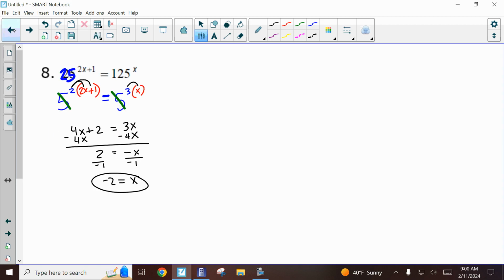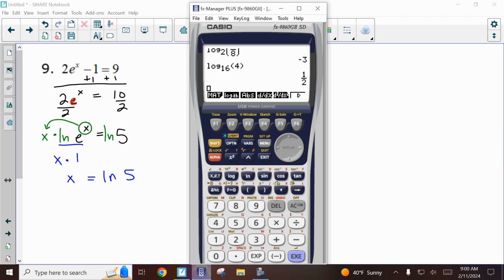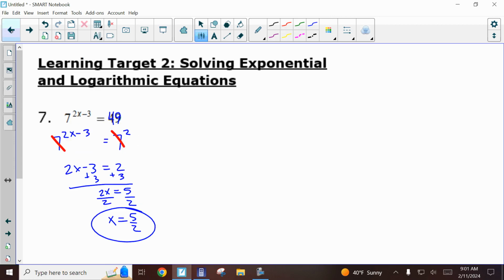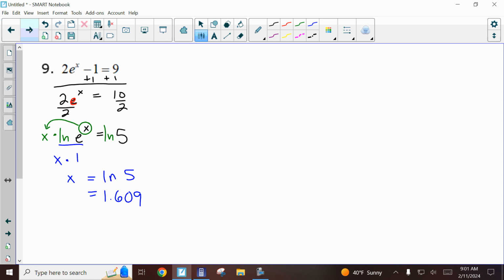And then I guess I'll go ahead and type this in the calculator. So ln of 5 is a long decimal. So you could either leave it as the ln of 5, but I'm going to write it as 1.609. And I don't remember seeing anything in the instructions about how to round it, so I'm just going to keep rounding it to 3 decimal places.